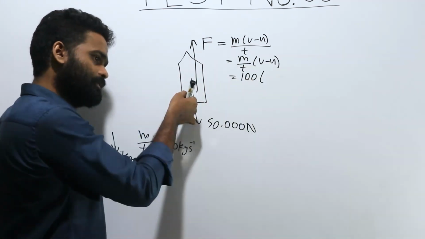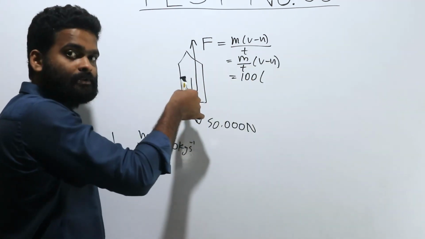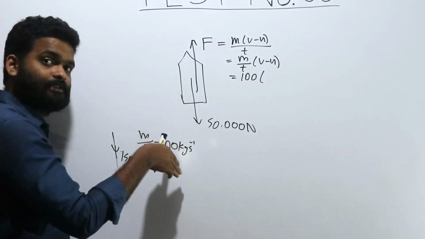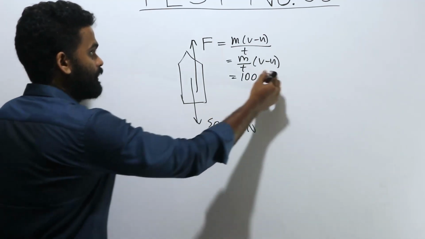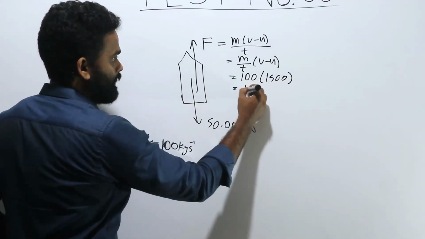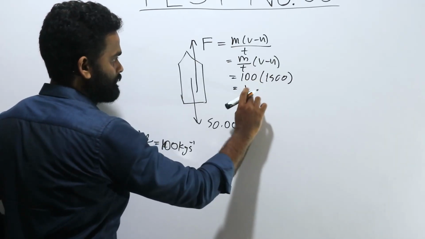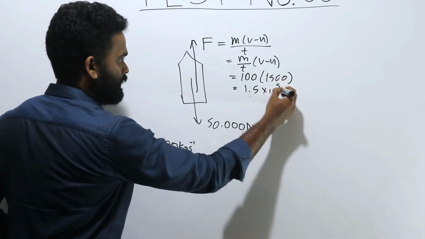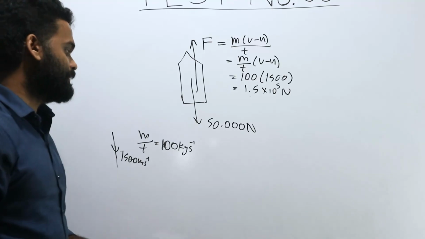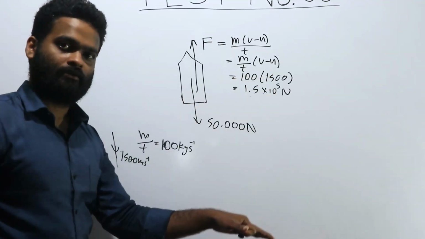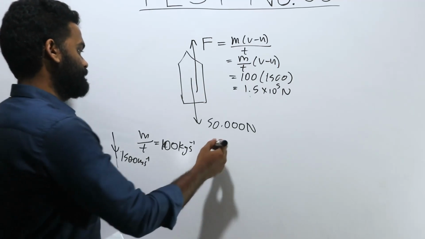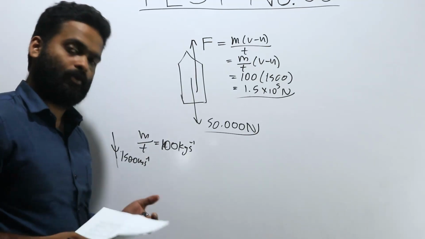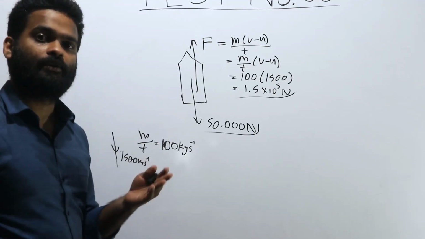Initially, the rocket fuel or the air inside the rocket is at 0 velocity. Then it gains this velocity as it exits from the nozzle, that is 1,500. So if you simplify, this becomes 1.5 times 10 to the power 5 Newton. So this is the force generated due to release of air. Okay. Then we have gained all the external forces acting on the rocket.